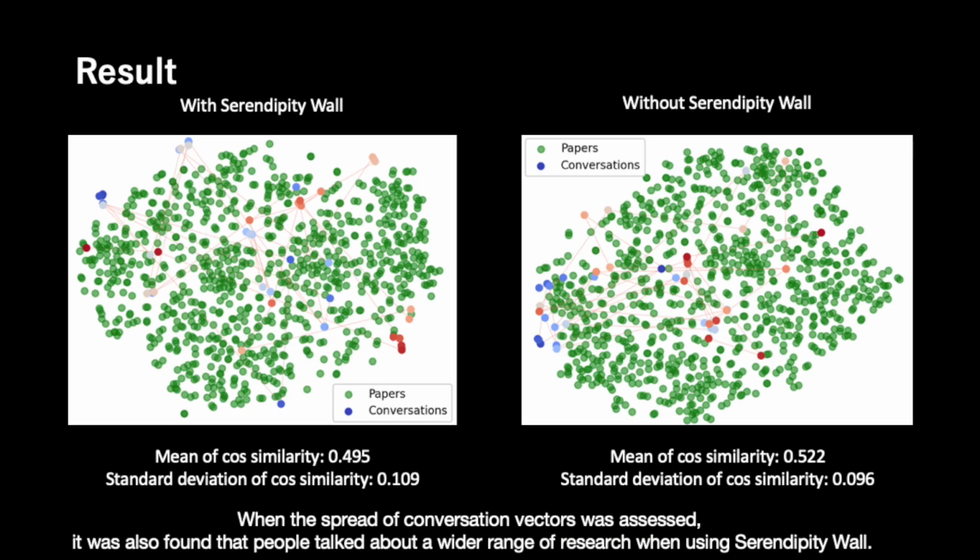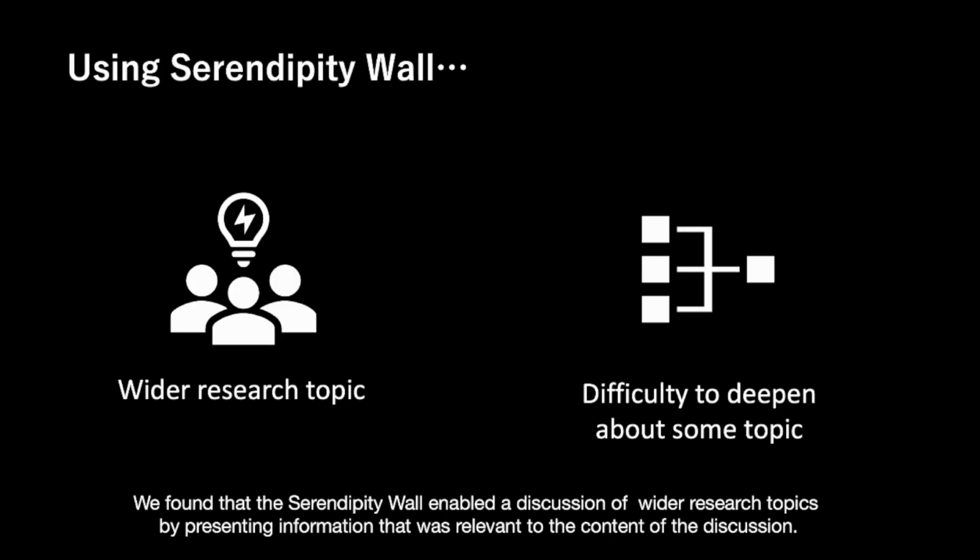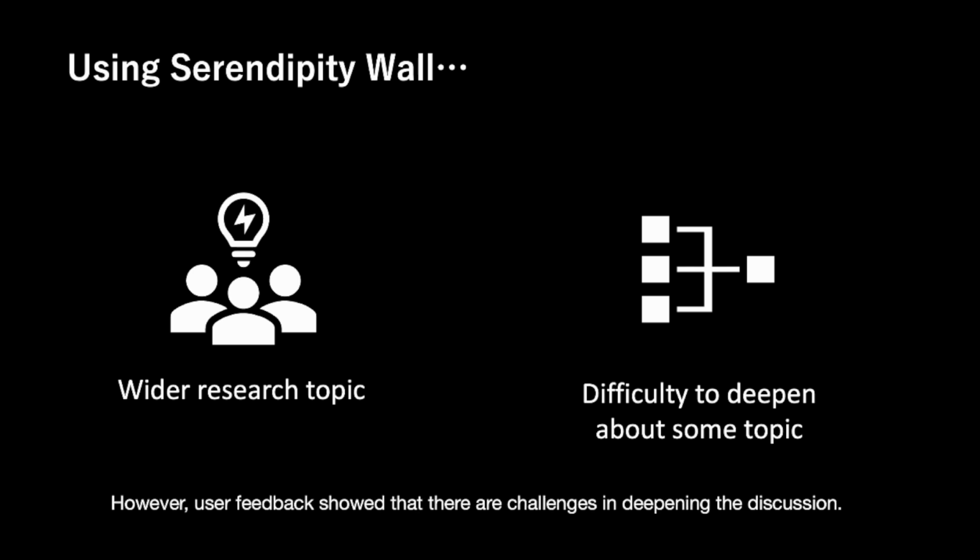When the spread of conversation vectors was assessed, it was also found that people talked about a wider range of research when using the Serendipity Wall. We found that the Serendipity Wall enabled a discussion of wider research topics by presenting information that was relevant to the content of the discussion.